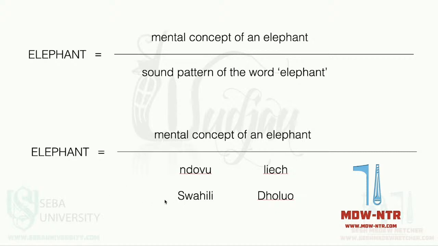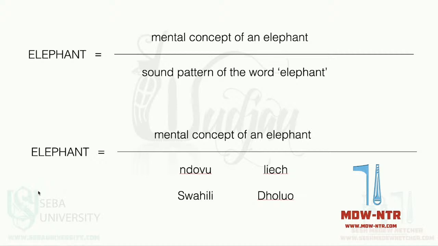So now we can set up an equation. The English word elephant equals the Swahili word ndovu. Why? Because those are two different forms for the same concept. That's what translations are, essentially. And the same thing for Deluo. So I can set up an equation here: elephant equals ndovo, which equals liech. All right? So hopefully everybody got that.